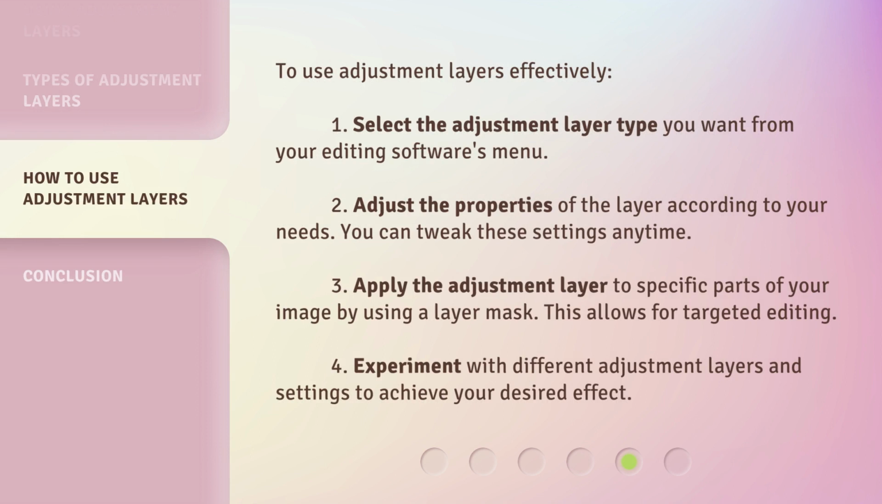To use adjustment layers effectively. 1. Select the adjustment layer type you want from your editing software's menu. 2. Adjust the properties of the layer according to your needs. You can tweak these settings anytime. 3. Apply the adjustment layer to specific parts of your image by using a layer mask. This allows for targeted editing. 4. Experiment with different adjustment layers and settings to achieve your desired effect.